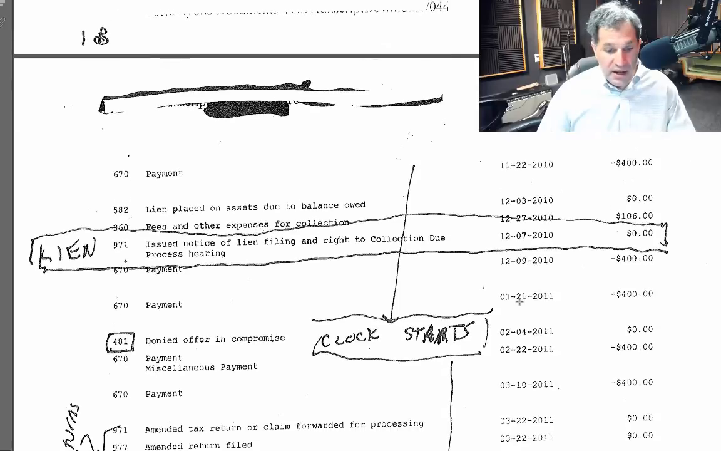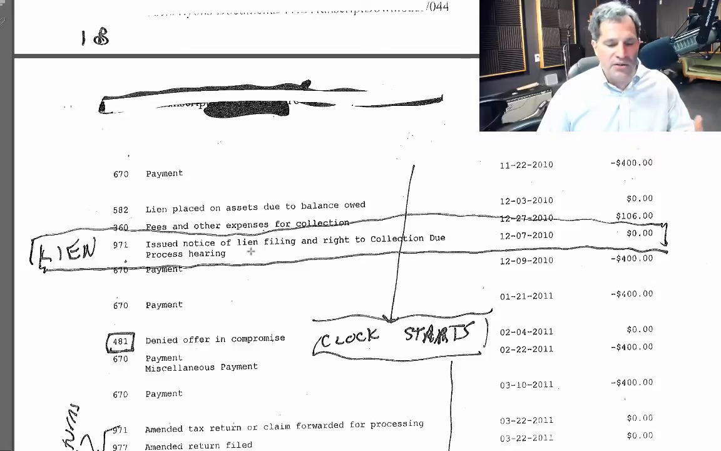Offer in compromise. Here is a lien on line, here's 582, lien placed on assets due to balance owed. Oh, that's so nice, right? Then they're adding fees and other collections for expenses, 106. Now here's a lien filed. That was weird, right? Lien placed on assets due to balance owed.